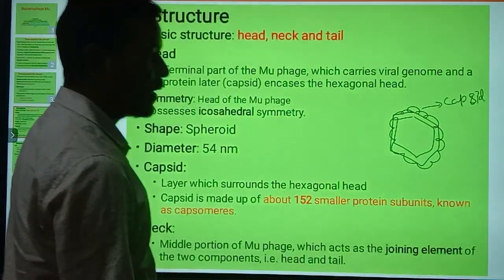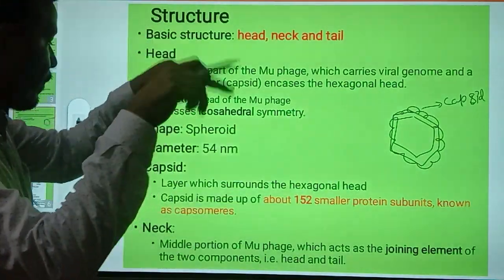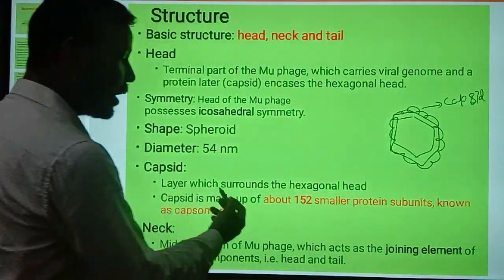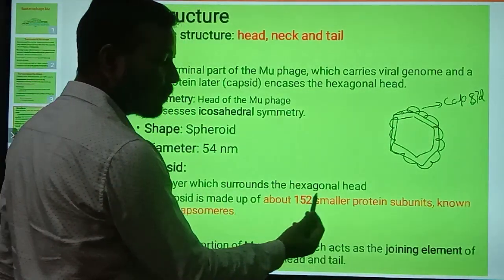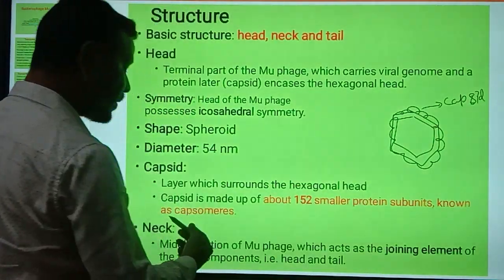This will be the capsid, right? And this is what we call the head. So these are the layers which surround the hexagonal head, and the capsid is made up of about 152 smaller protein subunits known as capsomeres.